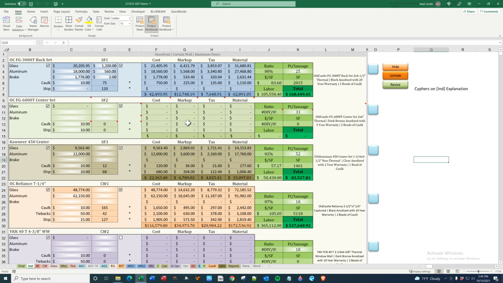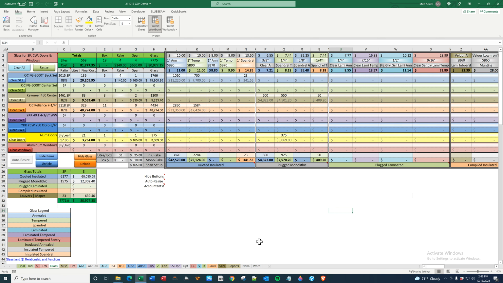Coming back up to the top, there are various ways to establish the cost. They're all in columns C and D. If I hit this clear button, it will clear out the input values, the input cells that you manually put in on this sheet. Glass is taken from the glass tab. This is SF1, 2, 3, curtain wall 1, 2, 3, doors, and windows. This is where you plug in your square footage.